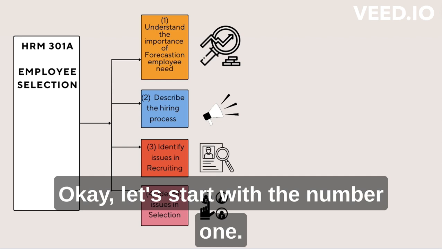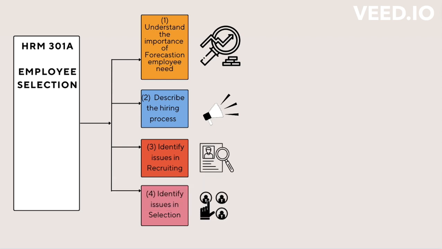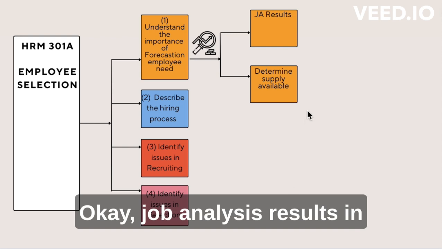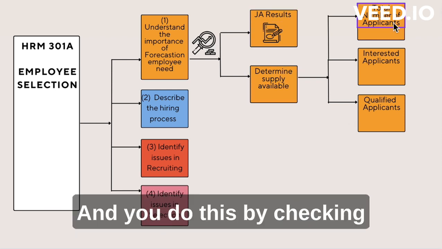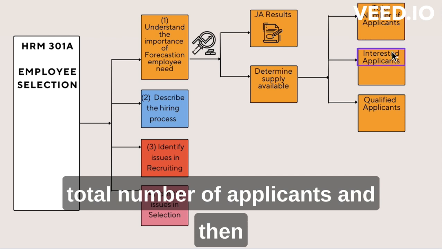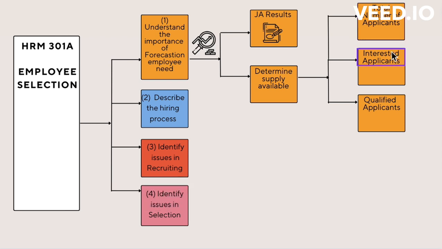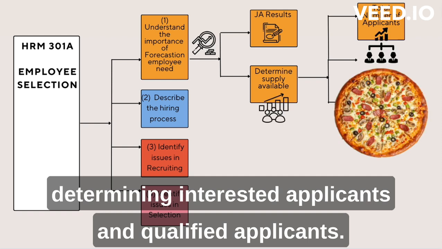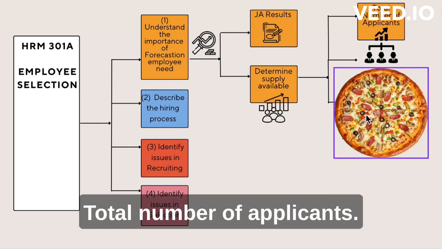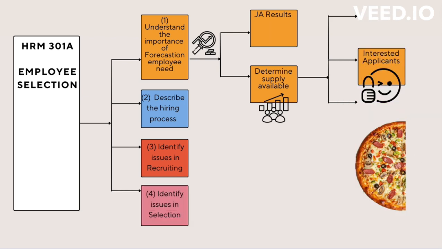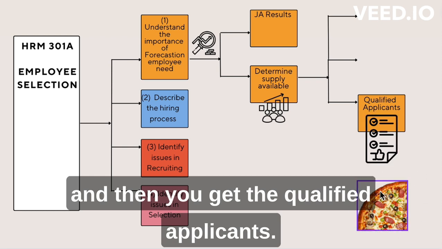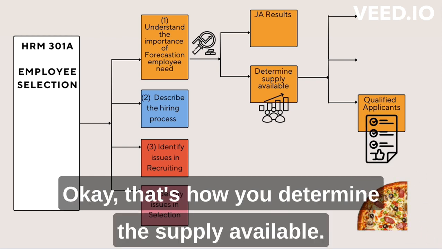Okay, let's start with number one. Job analysis results in determining the supply available. So you take your job analysis and then you determine the supply available, and you do this by checking the total number of applicants and then determining interested applicants and qualified applicants. So this is like a pizza: total number of applicants, and then you check out the interested applicants, and then you get the qualified applicants. Okay, that's how you determine the supply available.